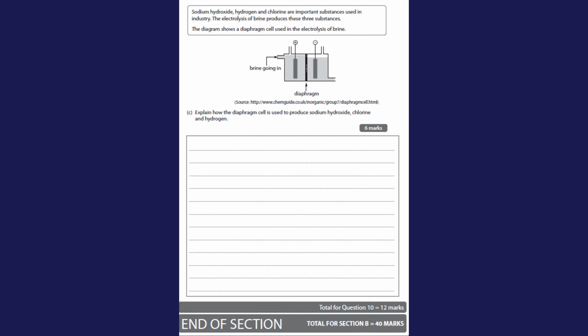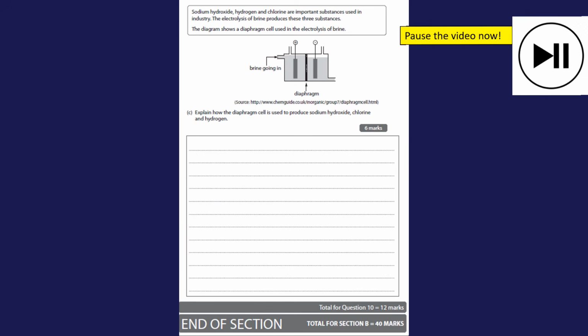And it's not about writing a massive list of everything. You don't have to make loads and loads. You don't have to fill the entire page, because you were given plenty of space to write here. So I do suggest you have a go at this first, and when you're ready to see my answer, we can unpause the video.